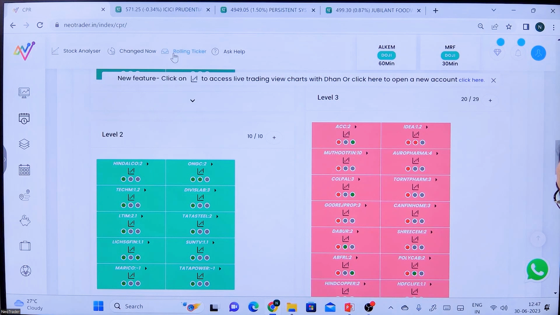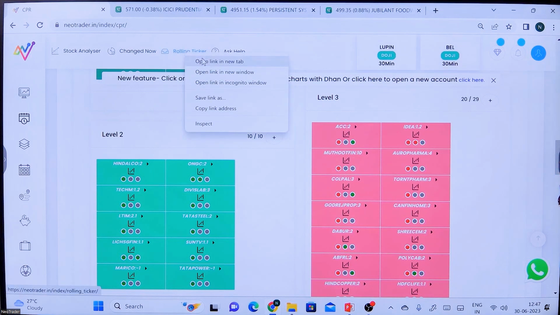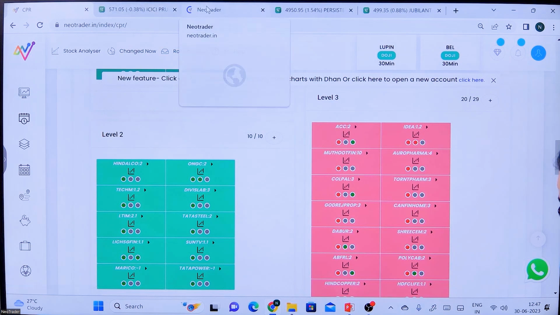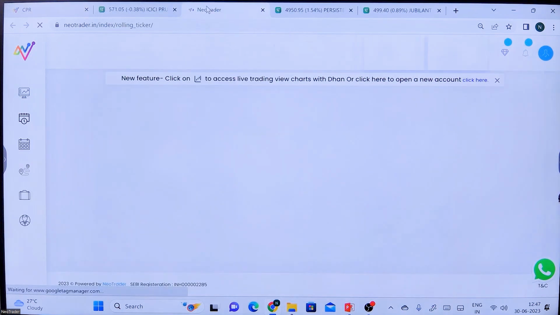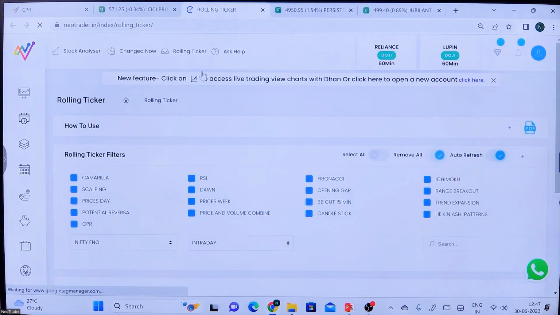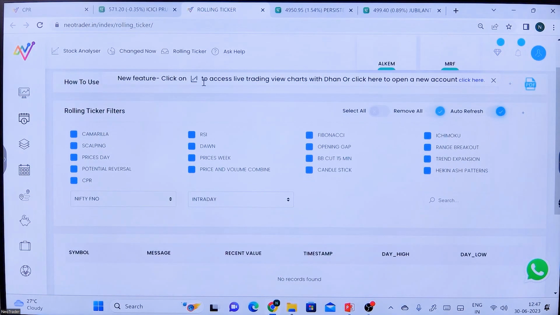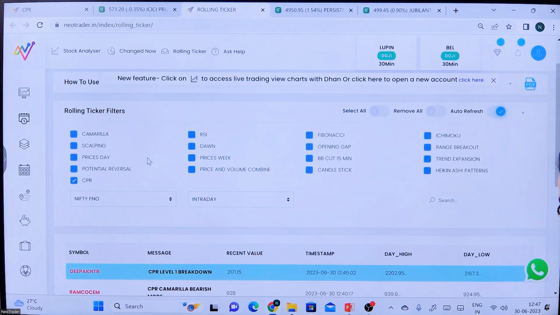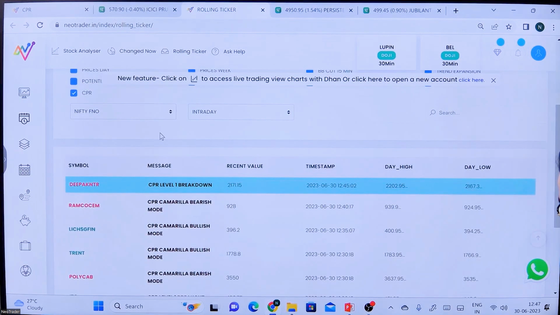For that, what I'll do is I will go here and I will go into my rolling ticker. In my rolling ticker, I have got lots of options, but I will be selecting CPR. When I select CPR, I am having the stocks that are moving.